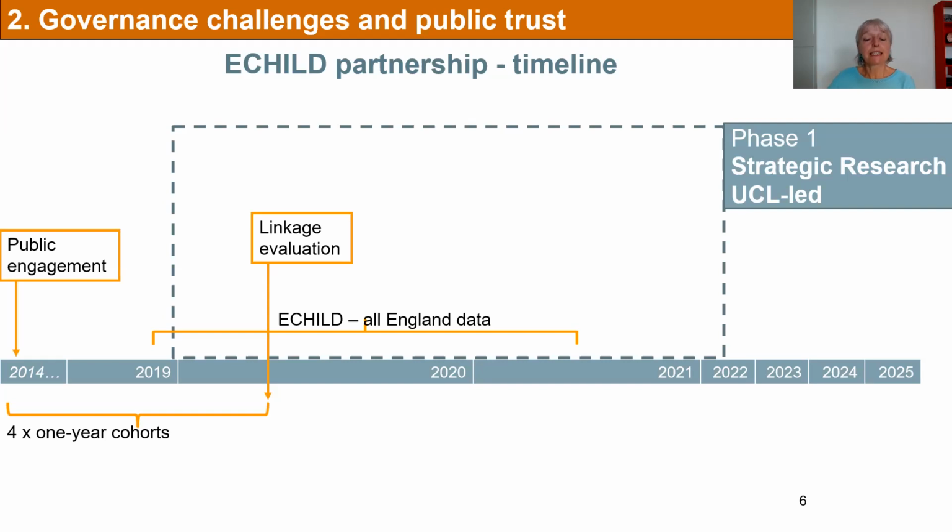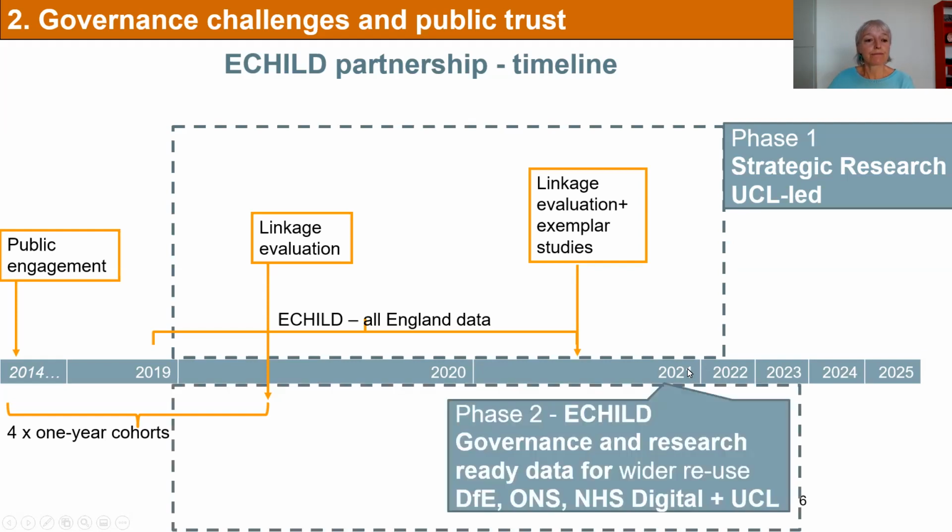We've been able to access this linked data since June 2021, and we're now working on exemplar studies and linkage evaluation. Phase 2 is of most interest to this audience. This work is in progress on the governance arrangements for wider use of EChild for multiple research purposes by a wide range of researchers, whether from government or universities. This is making progress, and applications to access data should be possible in the coming months, and the data should be reusable over the coming years.